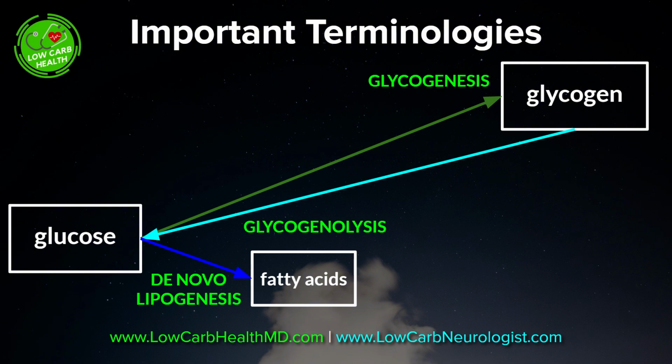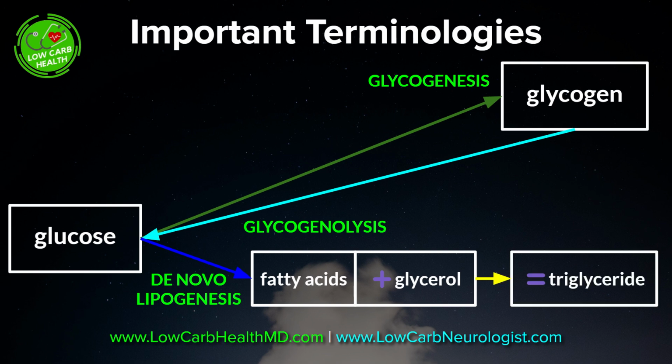And then these fatty acids can be combined with glycerol as the backbone to form triglycerides or triacylglycerol in the process called lipogenesis. And this triglyceride is either stored in the adipose tissue or in the liver. That's why many people have fatty liver disease nowadays, eating lots of carbohydrates. These triglycerides can be broken down into fatty acids and glycerol, the reverse process called lipolysis. Okay?